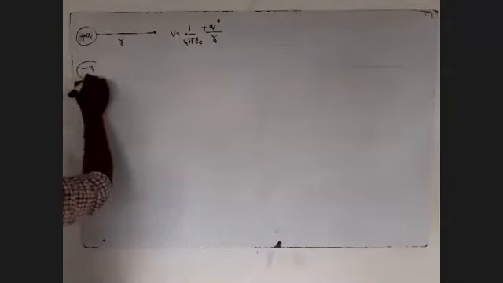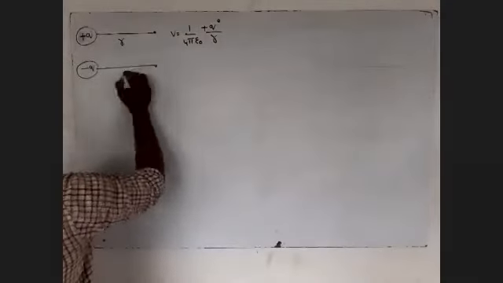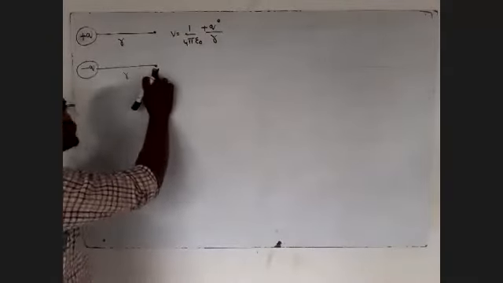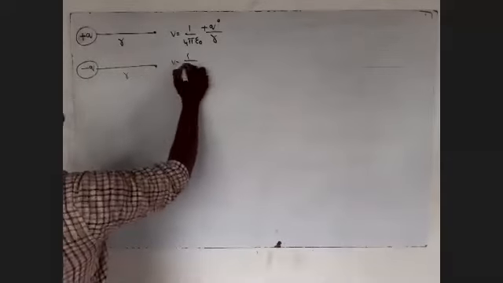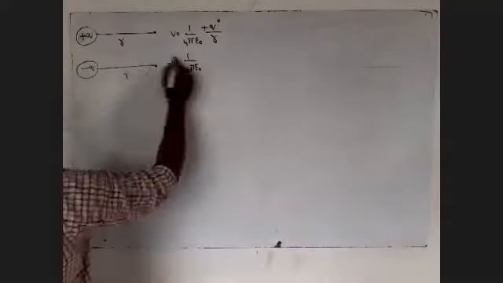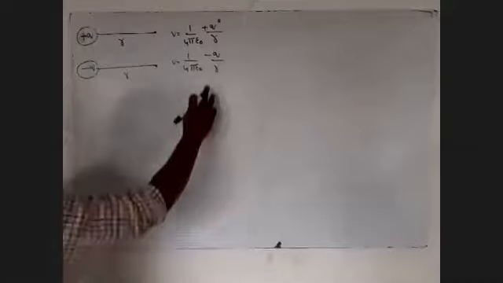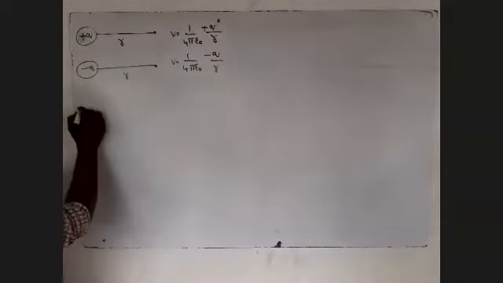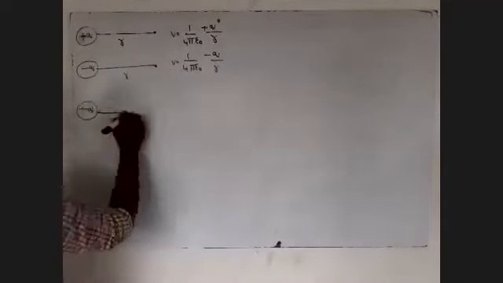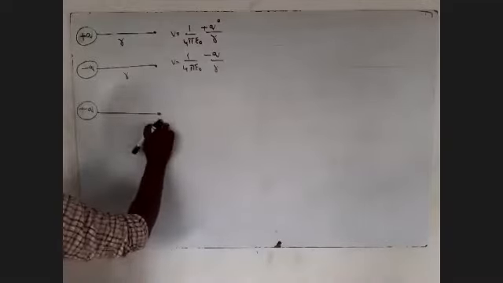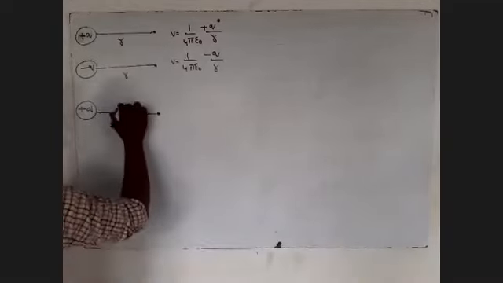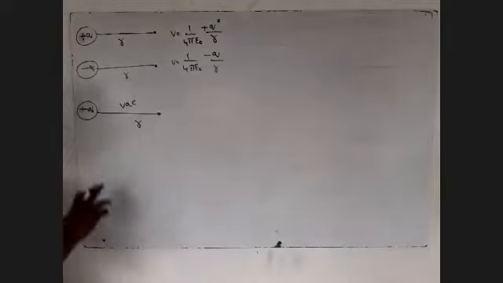Suppose the charge is minus Q. At this point, we have to find the electric potential. So V is equal to 1 by 4 pi epsilon naught, the source charge is minus Q, and the distance between the source charge and the point is R. So we take this as R, and there is a vacuum between the source charge and the point.